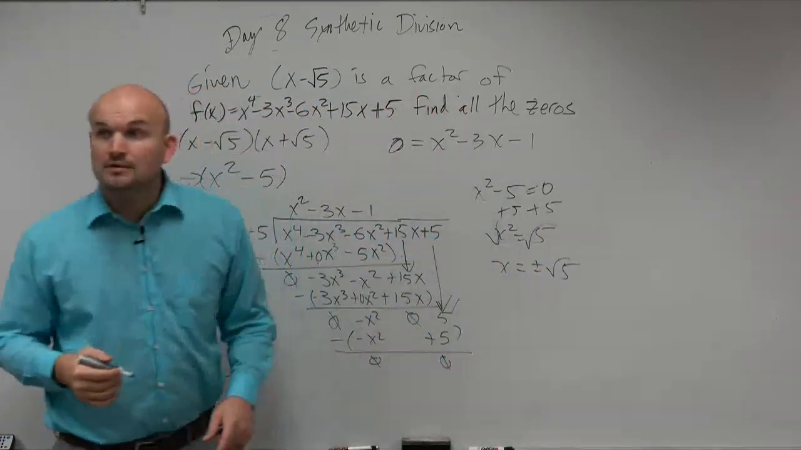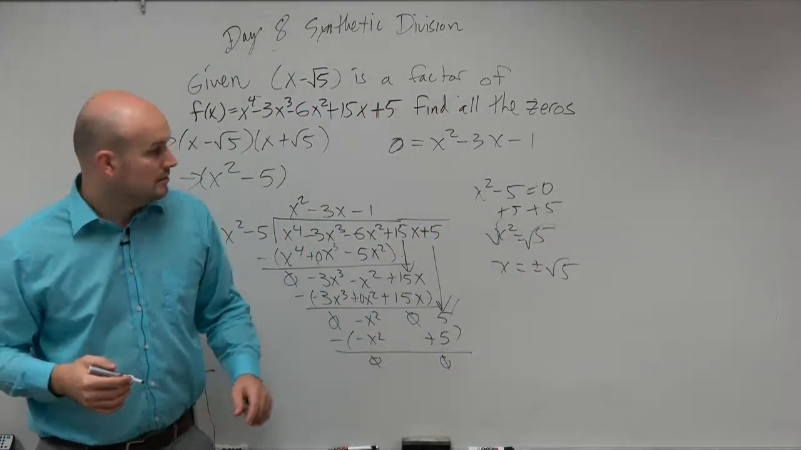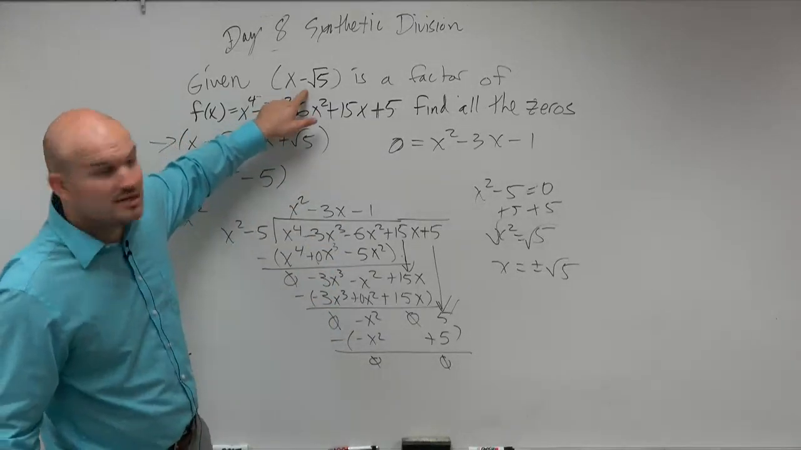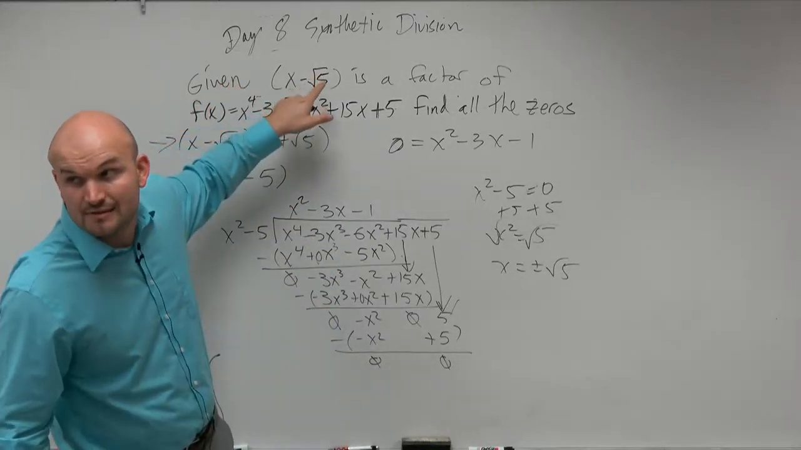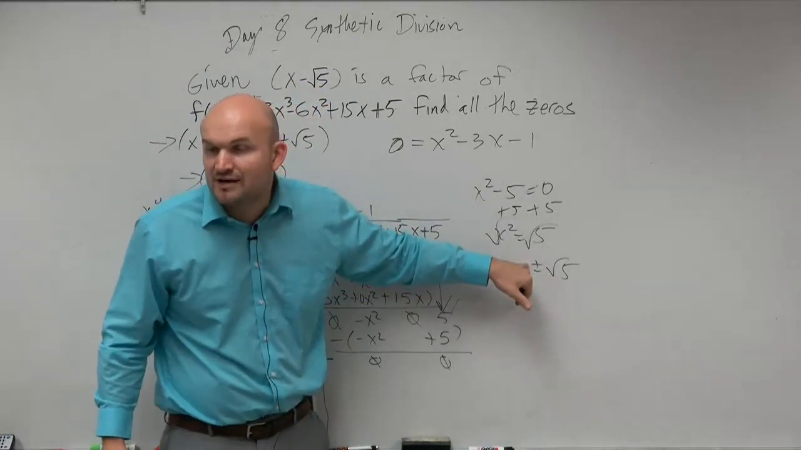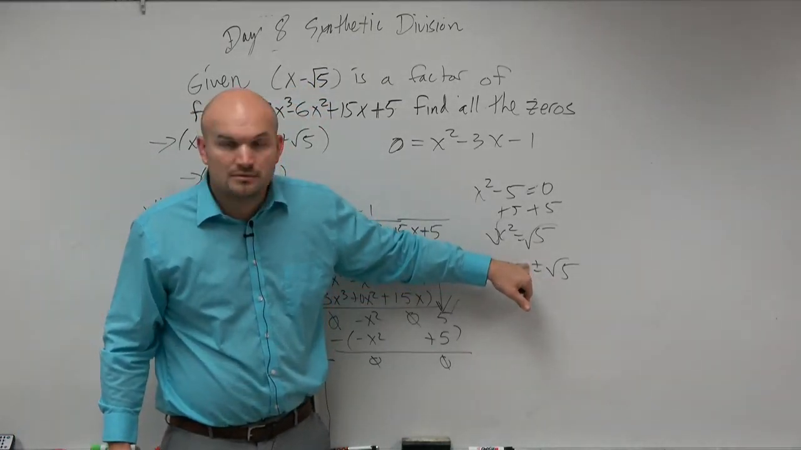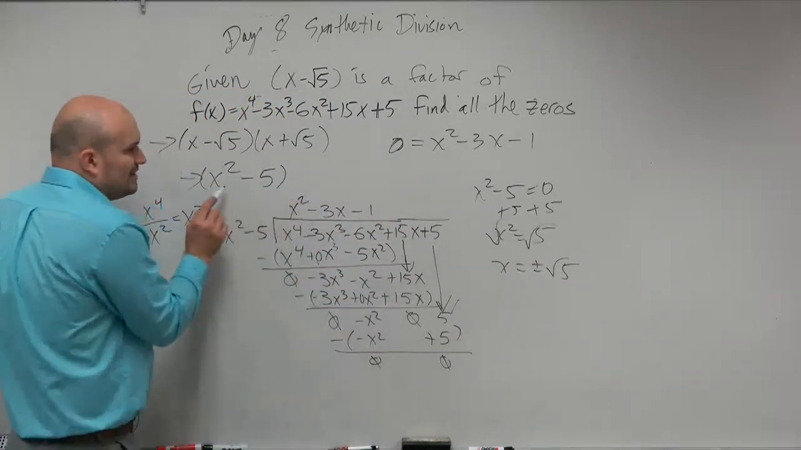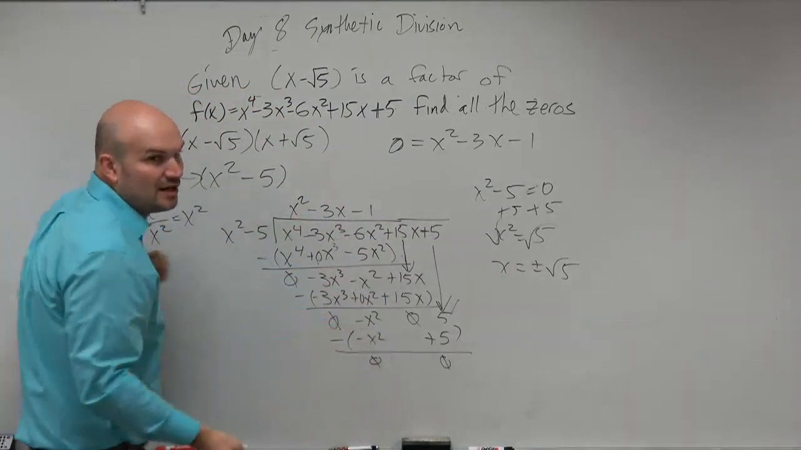But how do you know x squared minus 5 is a factor? No, I told you, it says given, that's a factor. Yes. So what I'm saying is, if you have negative square root of 5, you have to have positive square root of 5. But how do you know x squared is not... Oh, well, because I divided it and I got a remainder of 0.